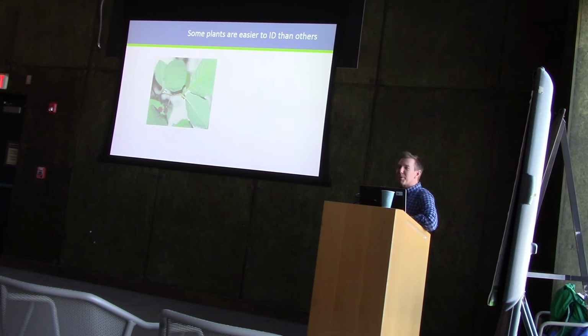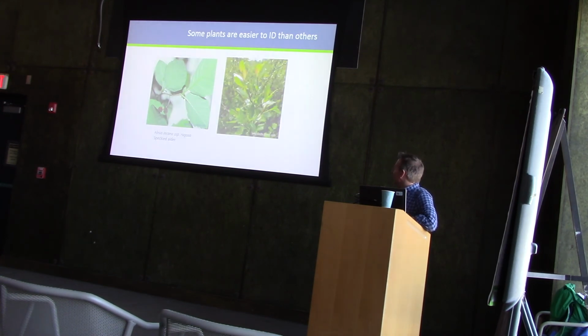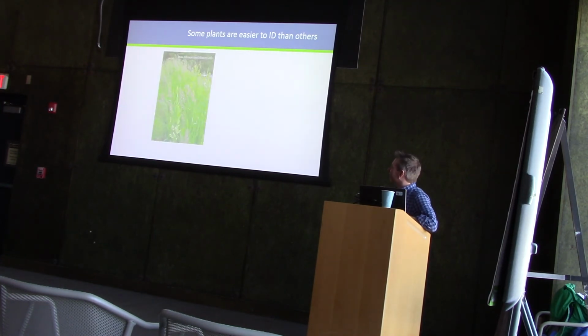How about shrubs? Oh, this one? Okay, good. How about the one on the right? It's tough. I'm trying to mess with you guys. You can at least get to a group. It's a willow. Tea tree willow. There's all kinds of willows. Willows are tough.